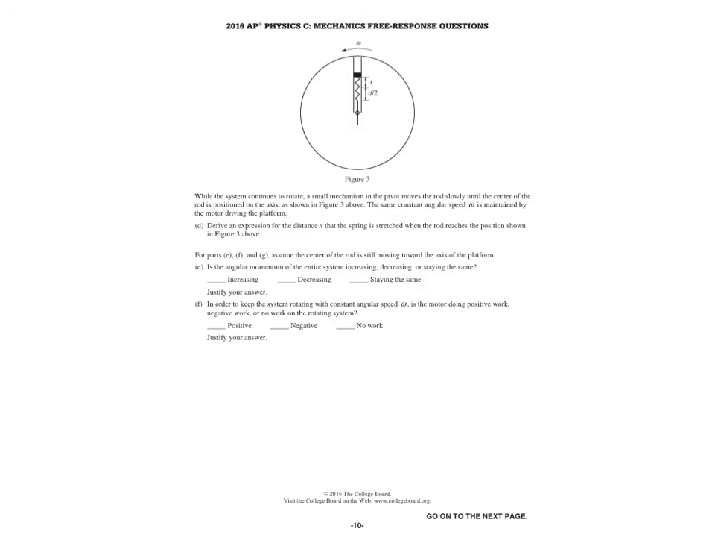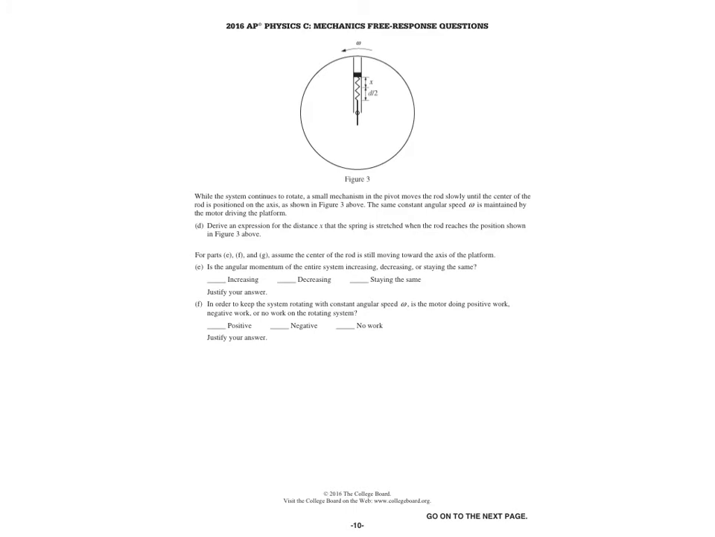All right, next up, for D, so basically while this system continues to rotate, a small mechanism in the pivot moves the rod slowly until the center of the rod is positioned on the axis as shown in figure 3. The same constant angular momentum is maintained. Derive an expression for the distance x that the spring is stretched when the rod reaches the position shown above.